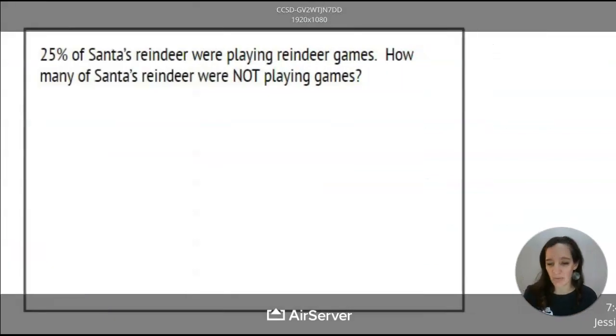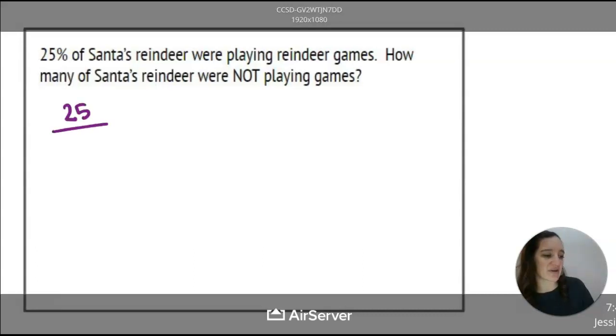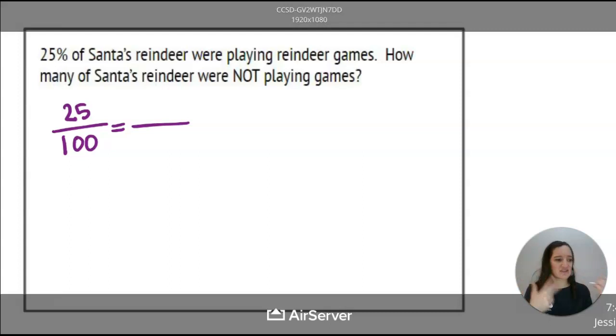Here's our first question. 25% of Santa's reindeer were playing reindeer games. How many of Santa's reindeer were not playing games? I am going to see that 25% and I'm going to immediately set that up that way, right? And let's see, how many of Santa's reindeer were not playing? Okay, so how many total reindeer does Santa have? You know, Dasher and Dancer and Donner and Blitzen, Comet and Cupid and Donner and Blitzen. 8, okay? So I know that there are 8 total reindeer.